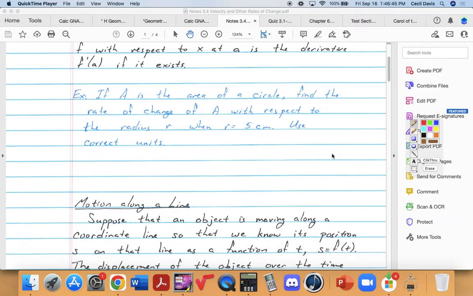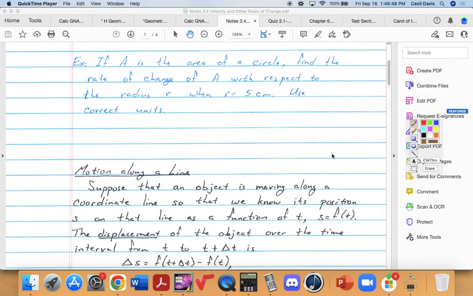For example, if A is the area of a circle, find the rate of change of A with respect to the radius r when r is equal to 5 centimeters, and use correct units. So, we know that the formula for area is pi times the radius squared. If I'm taking the derivative of A with respect to the variable r, pi is just a constant, so I keep it. You keep constant multiples, times the derivative of r squared, which is 2r.